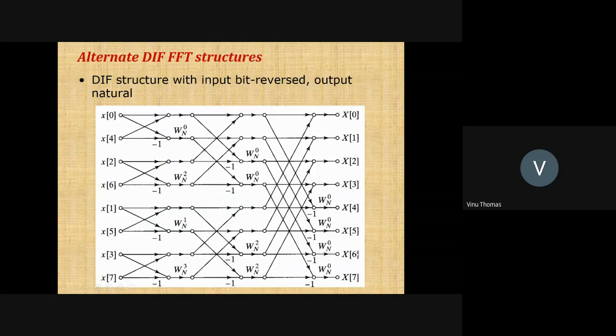Can you have in-place computation here? Yes. Now you had seen when you discussed decimation in time FFT, when you had derived that structure, there was a structure with the input in the bit reverse order and the output in the natural order, because that was the original structure that you had derived, right?